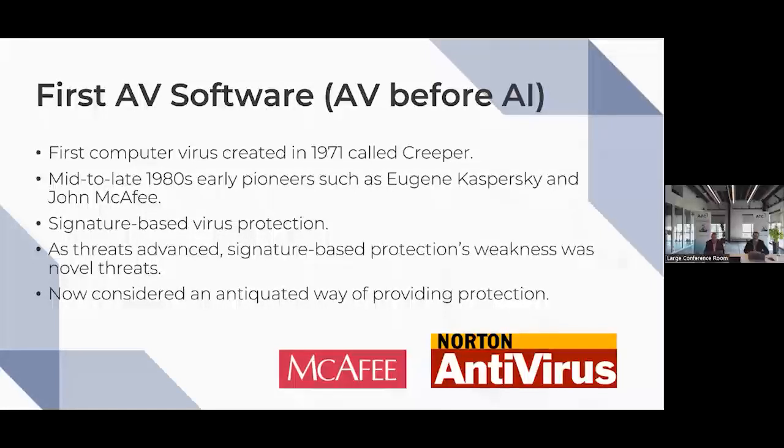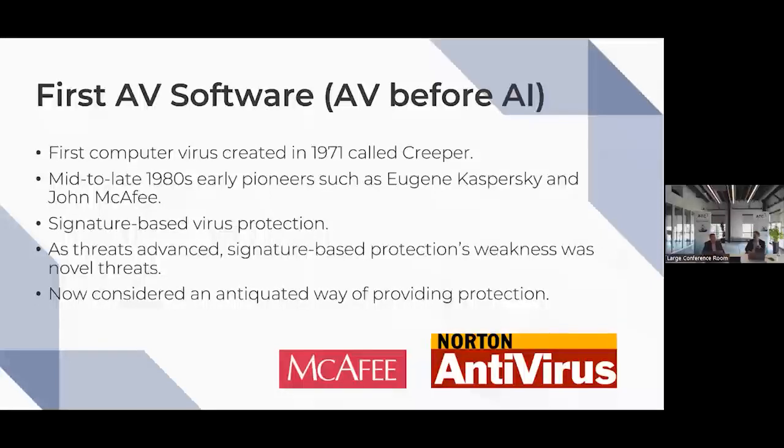That's right. So the first computer virus was created in 1971, and it was called Creeper. Kind of an odd name, but we'll go with it. Then we're going to jump forward quite a bit to the mid to late 1980s. The way I think about this is viruses became a big enough issue by the mid 80s that you could support a business model. So folks like Kaspersky and John McAfee were early pioneers in this area, created the first antivirus software. This software was signature-based virus protection, meaning we're matching a signature of what the virus looks like to what the actual virus looks like in the wild. And if those match, we block it.